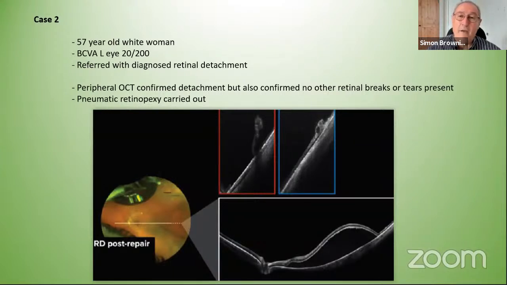As it happened, that patient went on to have both holes repaired, but the periphery had a retinopexy on it first to seal it, to make sure there was no problem going on there. Again, in this patient, peripheral OCT confirmed the detachment, but was also able to confirm that there were no other breaks, tears, limitations that would cause problems if it was only carried out in that one area.